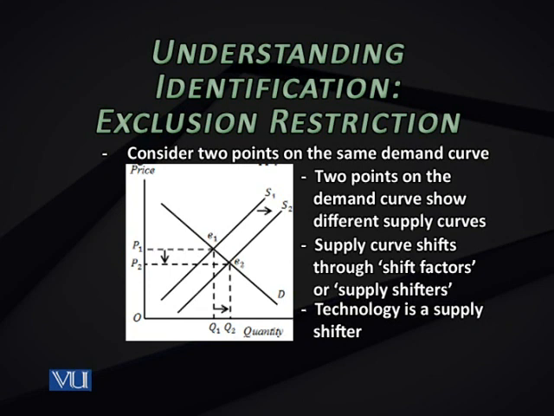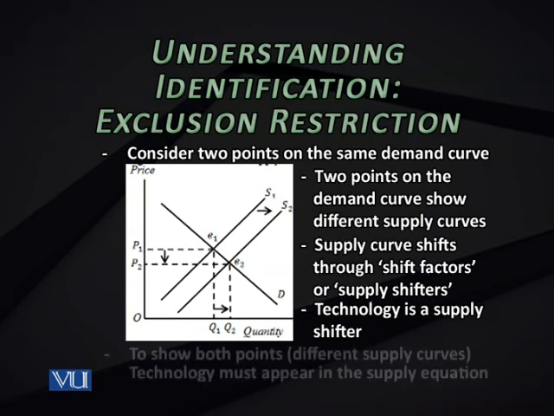So what I am trying to tell you is that point E1 and E2, which are 2 points that lie on the demand curve, they are actually showing different supply curves. Supply curve shifts through supply shift factors. You know that supply shifts to the right, it rises, or to the left, it falls, because of factors like cost of production, technology, raw materials price, etc. But here, as you see on the screen, you have 2 supply curves, S1 and S2. The supply shifts because of supply shifters. So technology, in our example that we have been discussing, is a supply shifter.